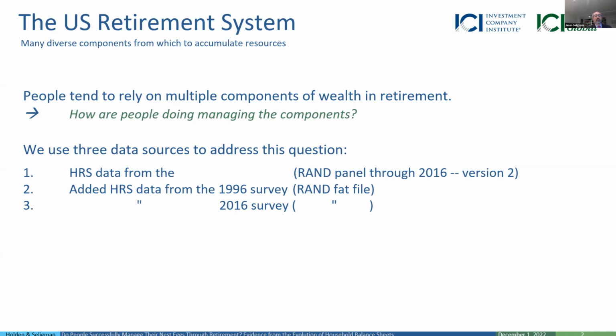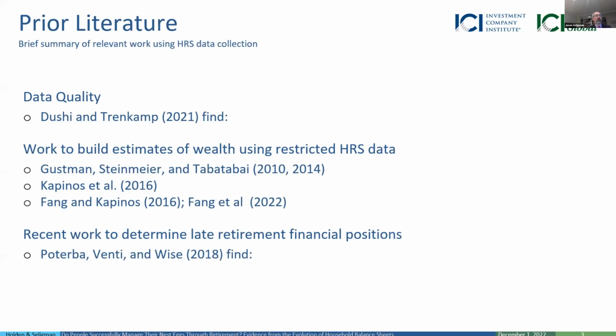And to Hazel's question up front, the data that we're bringing to this are the Health and Retirement Study data. Those are a US data source that's been conducted since 1992, and RAND has built a very nice panel. We're going to use that panel through 2016. And then we're going to add data from two more enhanced HRS modules, the full 1996 survey, and then 20 years later, the 2016 survey. These are called FAT files, or flat files, if you look for them online. All these data are public, by the way.